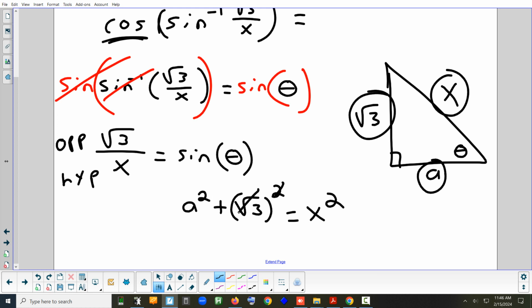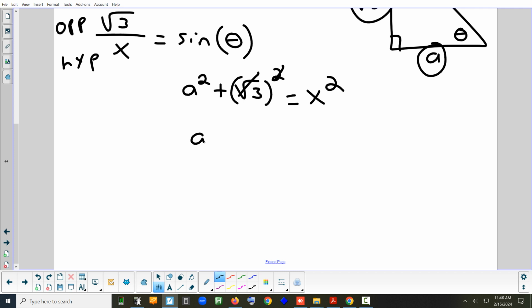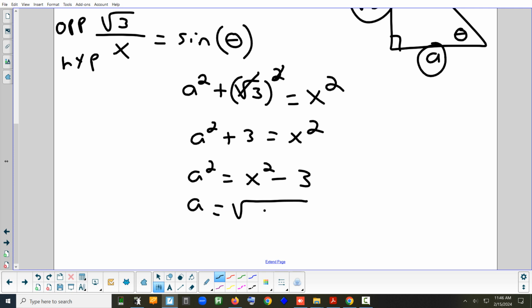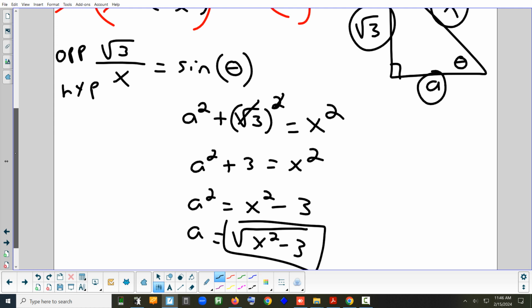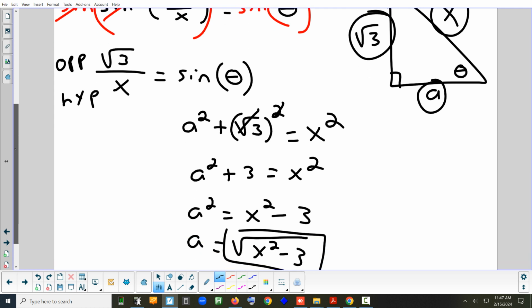Square and square root, those do cancel. And remember, you're trying to get A by itself. What would be the next step? Subtract 3. And the last step, square root both sides. Okay, so now we have a formula for A. It's the square root of x squared minus 3.